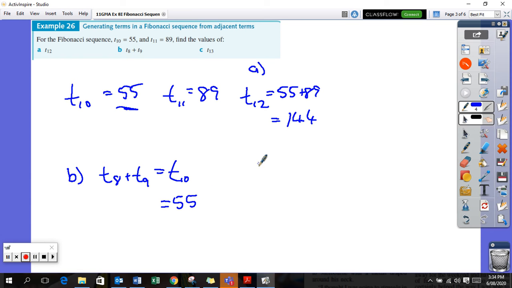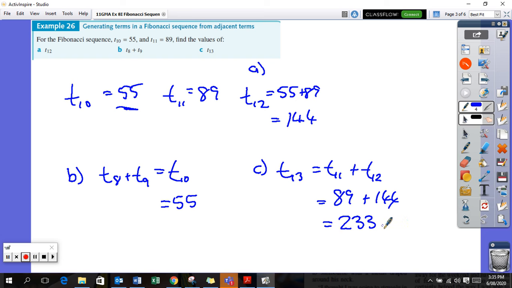And the last bit of the example, term 13. So term 13 is going to be term 11 plus term 12. So it's going to be 89 plus 144. Okay, the 13th term is the 11th plus the 12th one, 89 plus 144, so it's going to equal 233.